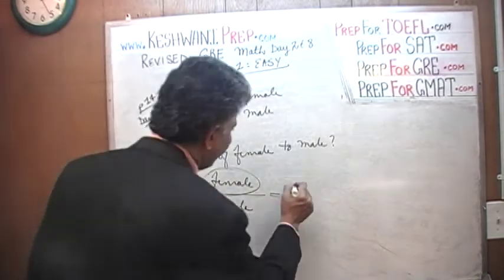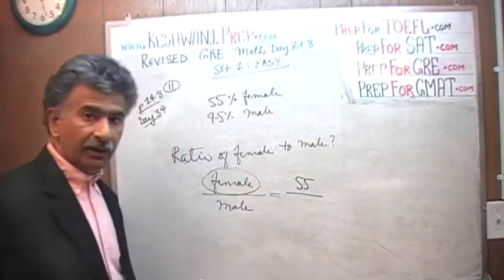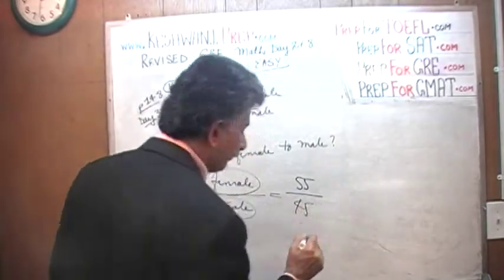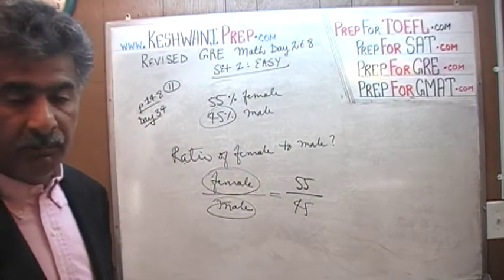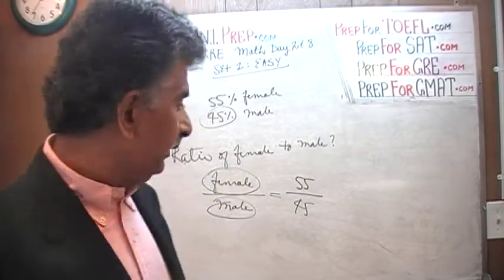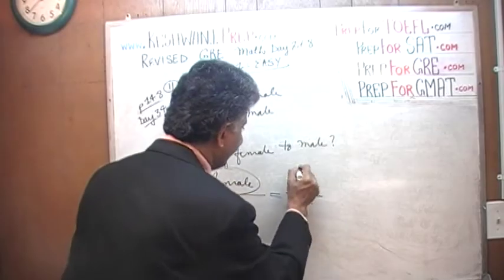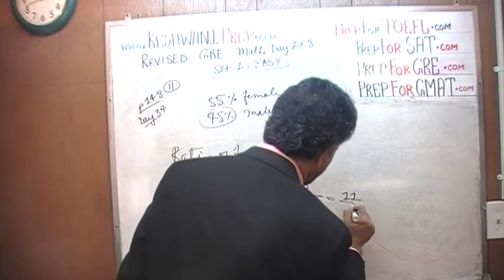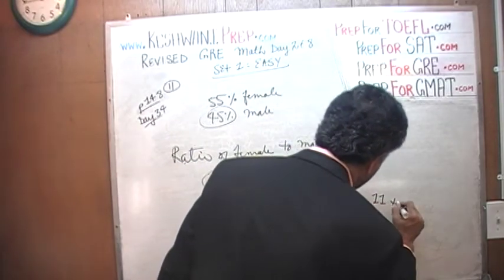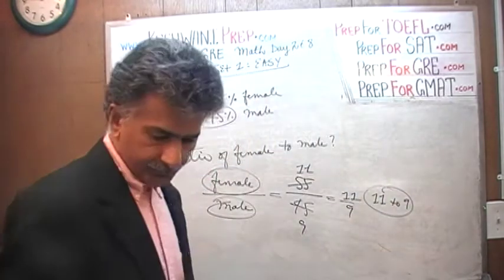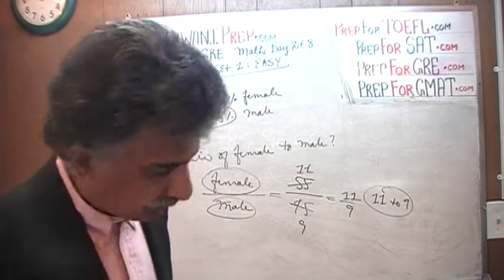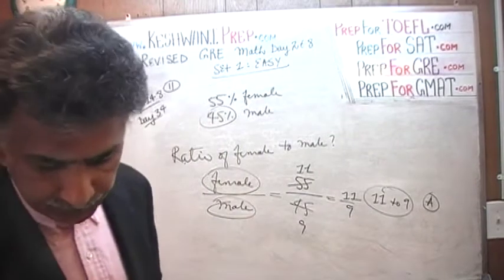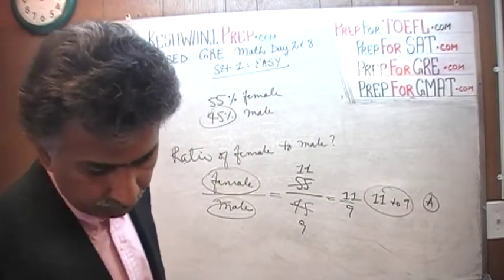Female is 55 out of a total of 100, and the males are 45 out of a total of 100. Out of every 100 people, 55 are female, 45 are male. Divide top and bottom by 5 and we get 11 over 9. 11 over 9, or 11 to 9, is the answer, which is answer choice A. And that's it. We're done for today.